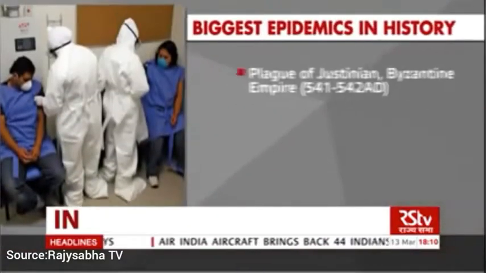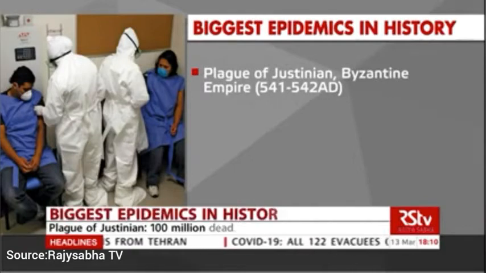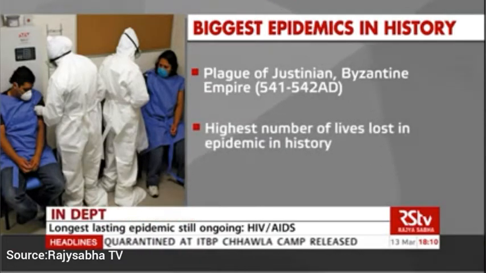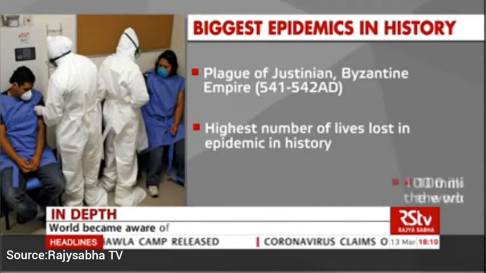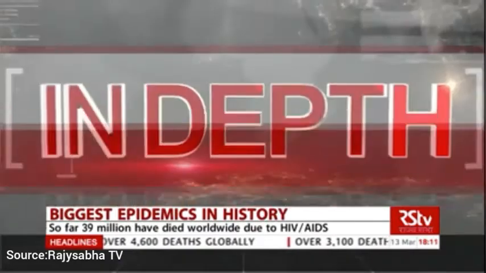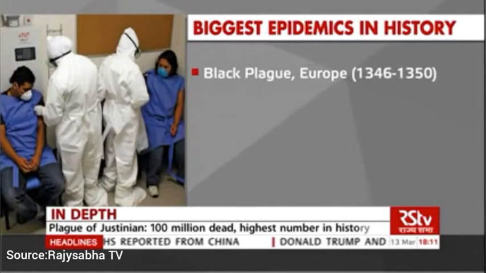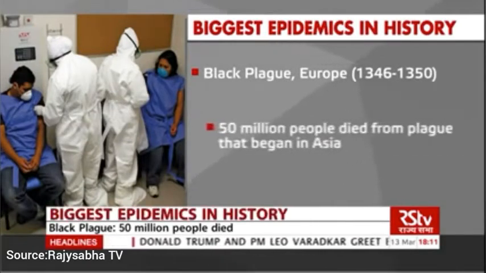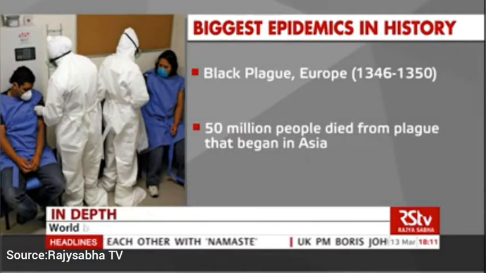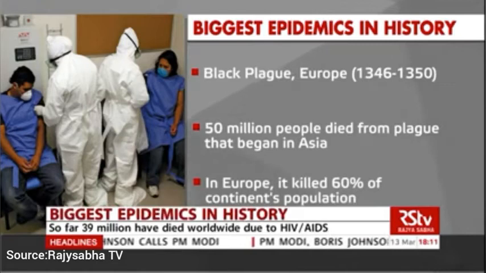The first recorded epidemic in history was the plague of Justinian, which occurred during the Byzantine Empire between 541 and 542 AD. It was responsible for the highest number of lives lost in an epidemic in human history, with over 100 million people dying, which was half the world's population at the time. The next big epidemic was the Black Plague, which mostly affected Europe from 1346 to 1350. 50 million people died from the plague that began in Asia and was carried throughout the world by rats covered with infected fleas. After arriving in Europe, it killed 60% of the continent's population.